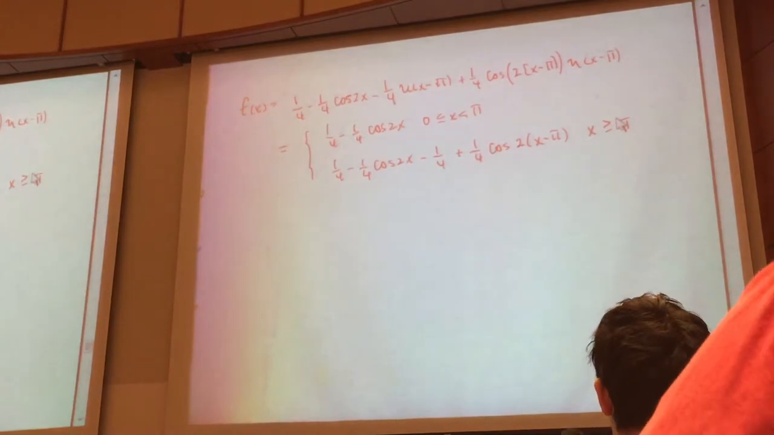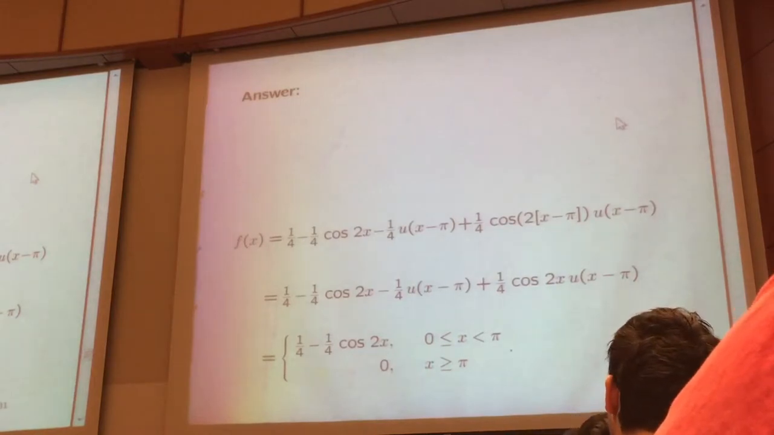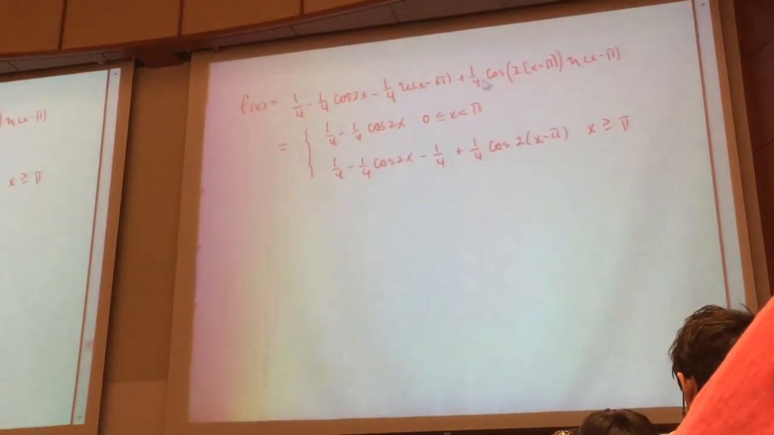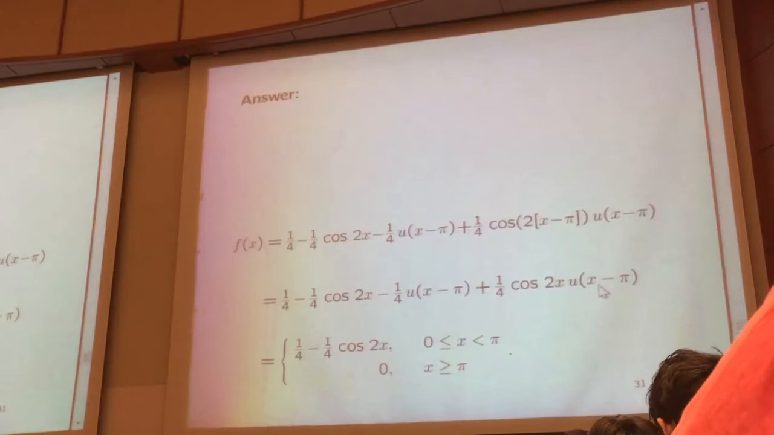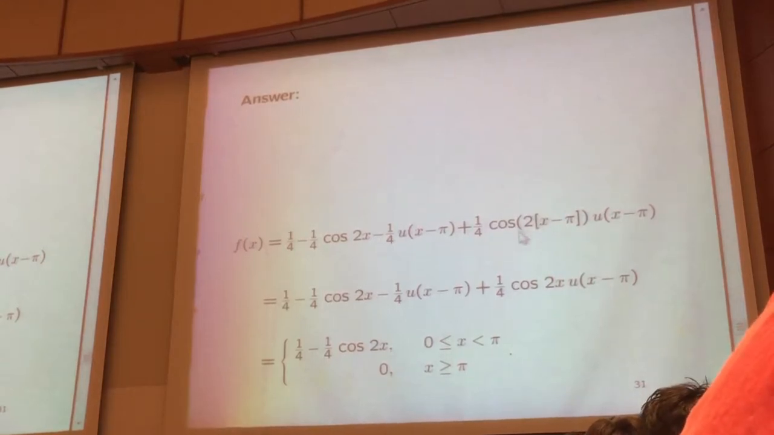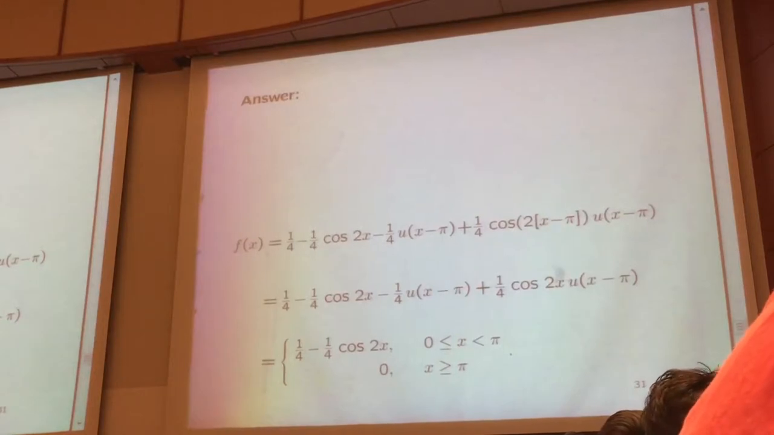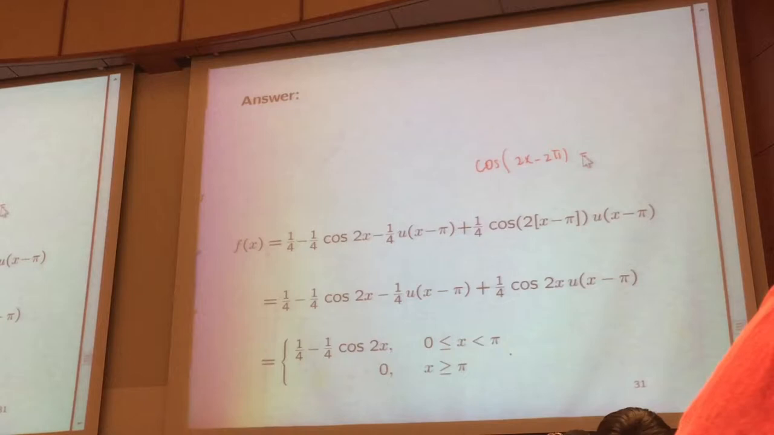And let's look at my answer. 1/4 minus 1/4 cosine 2x minus 1/4 u of x minus pi. That's this term right there. And then let's look at this term. It's 1/4 cosine 2x u of x minus pi. So what? Well, okay. This is what I have right here. That's this. How did I get to that? Well, this is cosine of 2x minus 2 pi. Cosine of A minus B is cosine A cosine B plus sine A sine B. Cosine of 2 pi is 1.